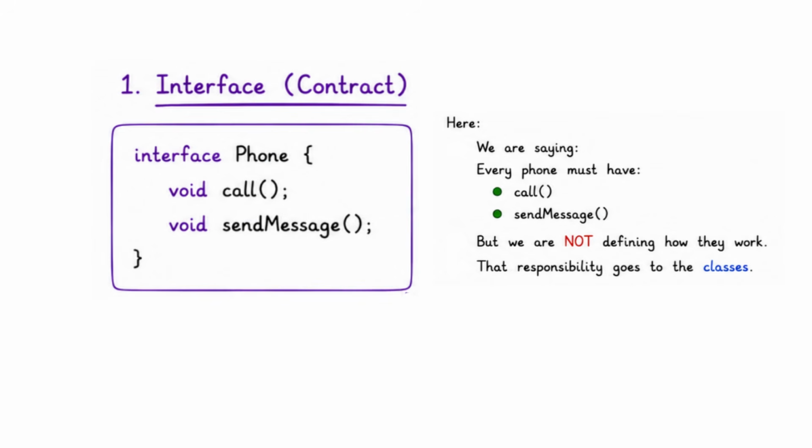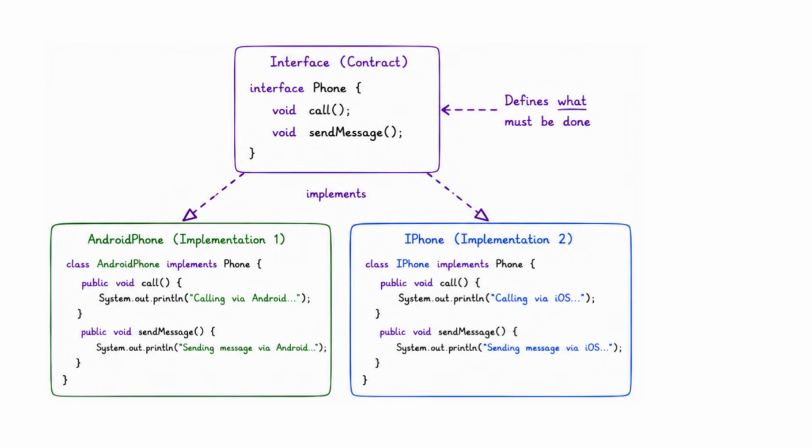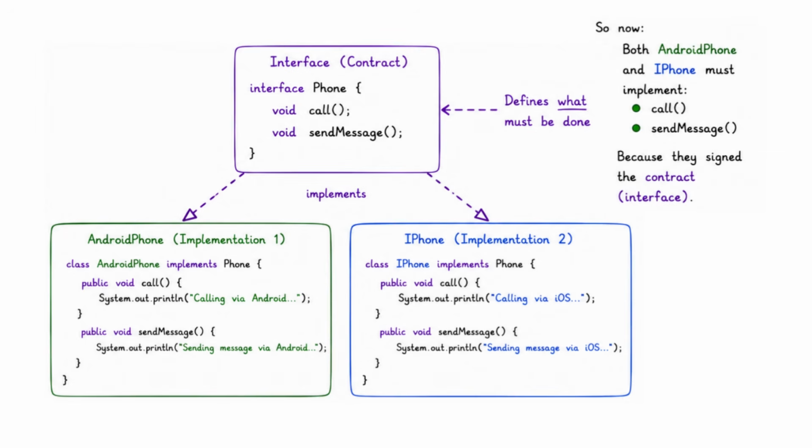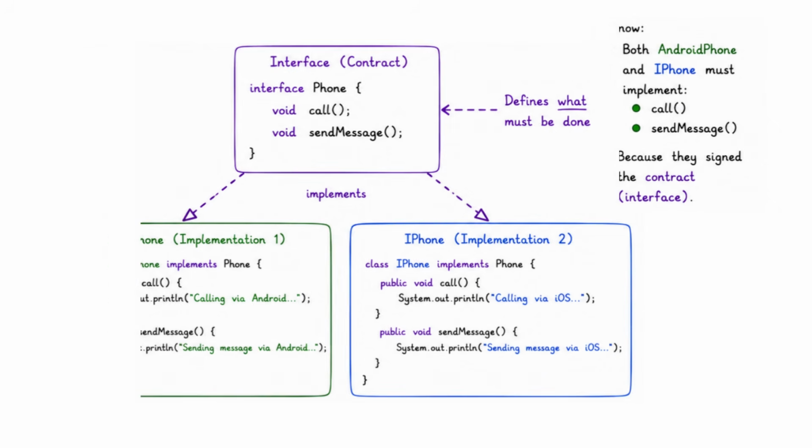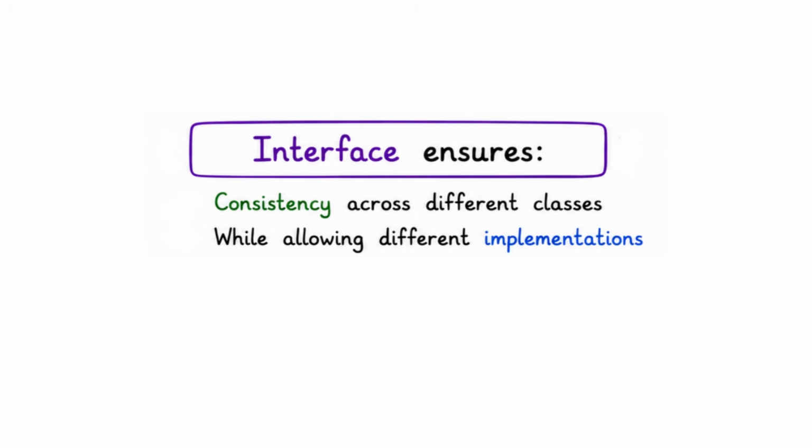What we are saying is any class which implements this interface must define these two methods, call and send message. Take two classes, AndroidPhone and iPhone. If they implement the Phone interface, they have to implement these two methods. That responsibility goes to the classes. Both must implement call and send message because they signed the contract. So the interface ensures consistency across different classes while allowing different implementations.